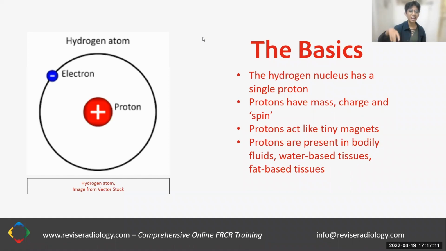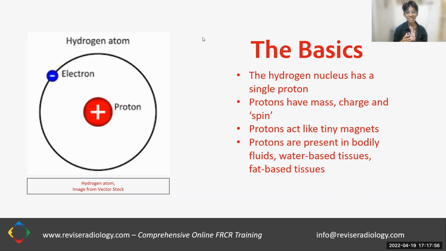The hydrogen nucleus has a single proton in its center. What do we need to know about protons? They have mass, they have charge, and they have spin. So when we're discussing MRI, what we're talking about are essentially hydrogen nuclei. These protons are positively charged. They have a certain mass, and they also have something called spin, which means that you can think of these protons as tiny tops in your body that are spinning continuously, just like the Earth is rotating on its axis.